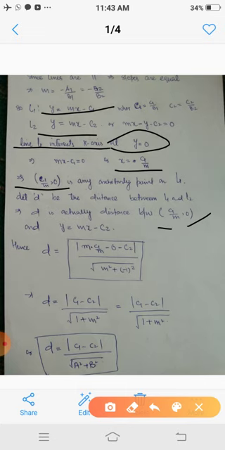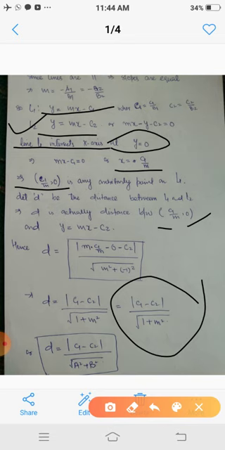The general form of this line is obtained from the slope intercept form as mx - y - c2 = 0. When we substitute, we simply get d = modulus of (c1 - c2), that is the difference between the intercepts, upon root of 1 plus m square. This is the distance between the two lines when they are in slope intercept form.